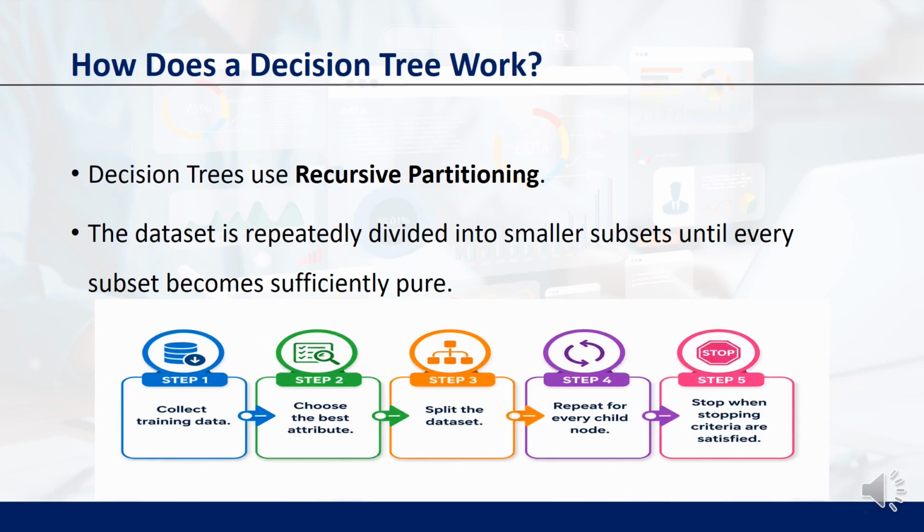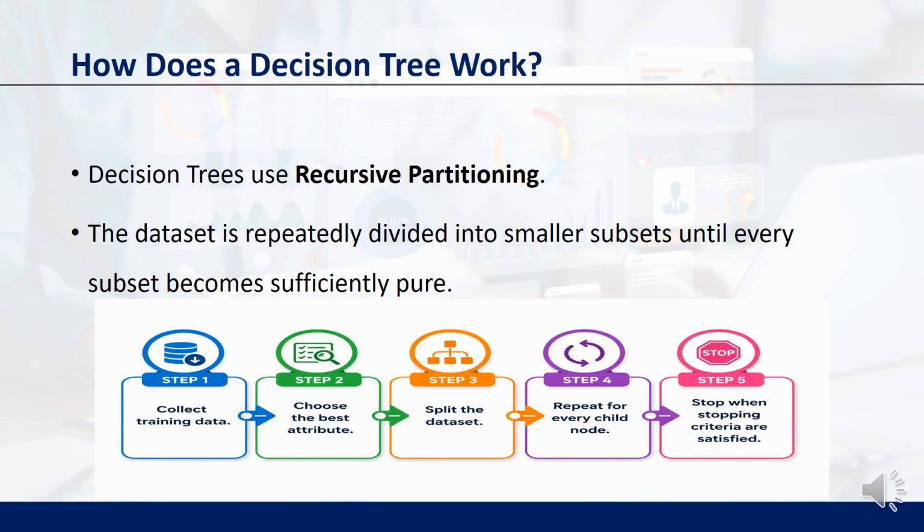Suppose we start with one large data set containing many customer records. The algorithm selects a suitable feature and divides the data set into smaller subsets. For example, it may divide the customers based on income. Now we have smaller groups. The algorithm then examines each group and may divide them again based on another feature, such as credit score. The process continues repeatedly. Therefore, the original data is gradually partitioned into smaller and smaller subsets. That is why we call it recursive partitioning.